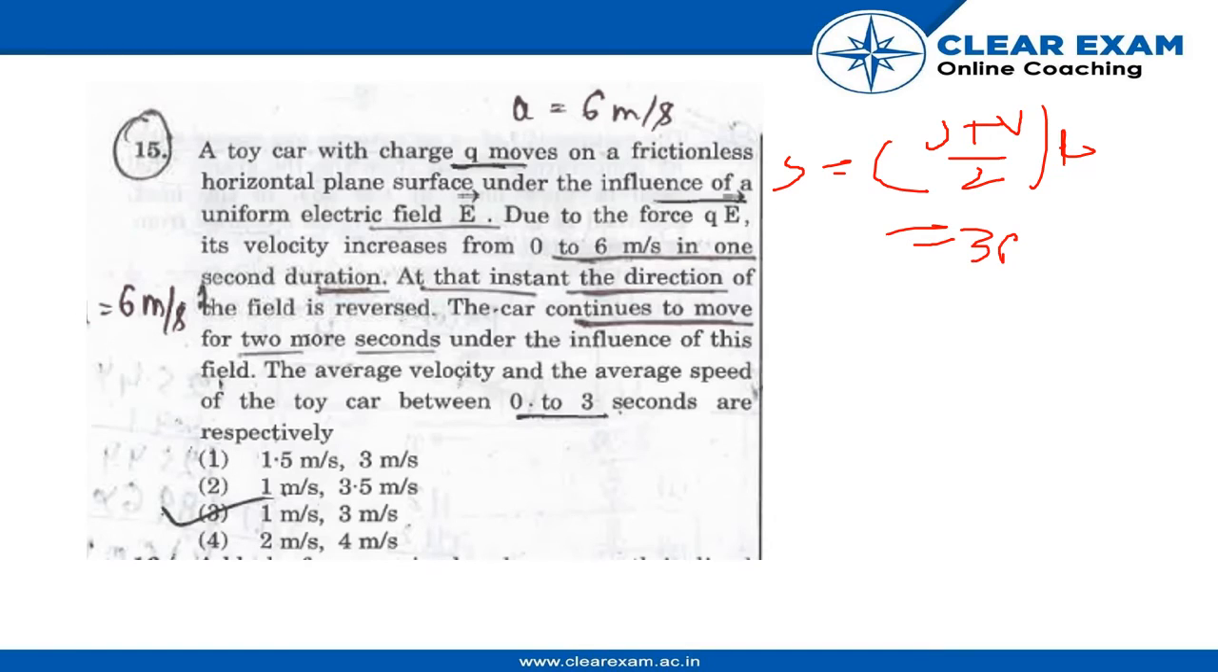Now, for the total distance of 9 meters, the average speed would be 3 meters per second. And for the average velocity, the displacement would be 3 meters. So the average velocity would be 1 meter per second. So the correct option for this question is option 3.